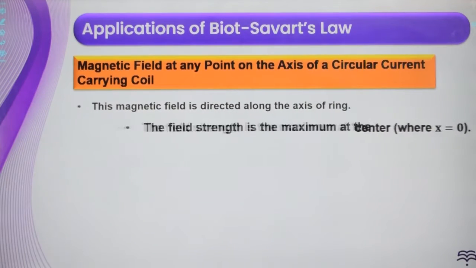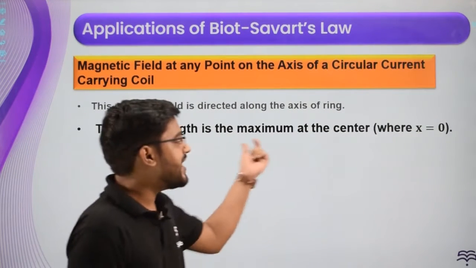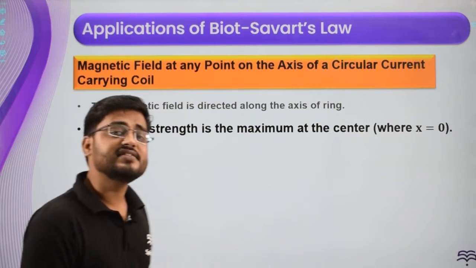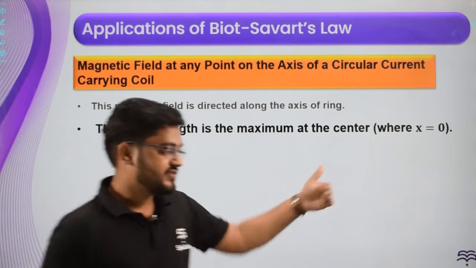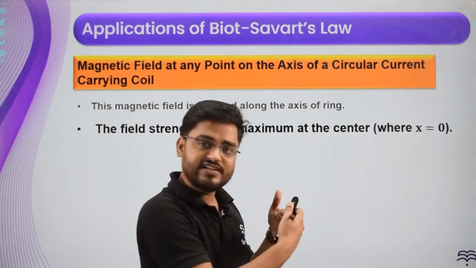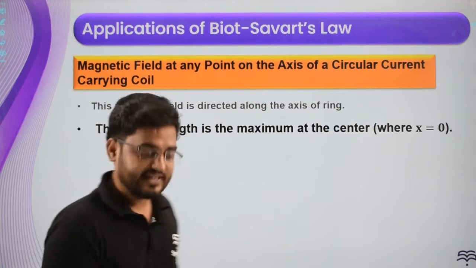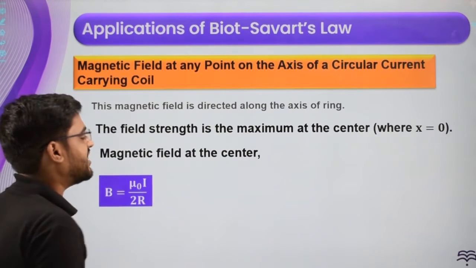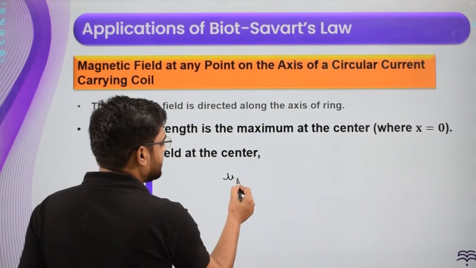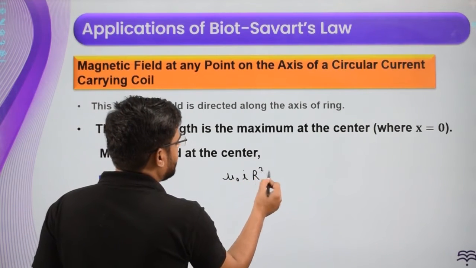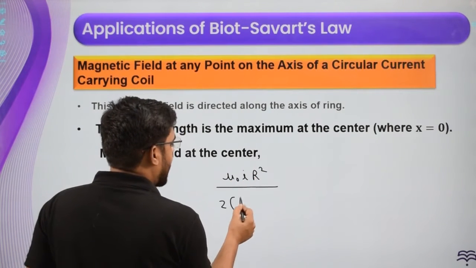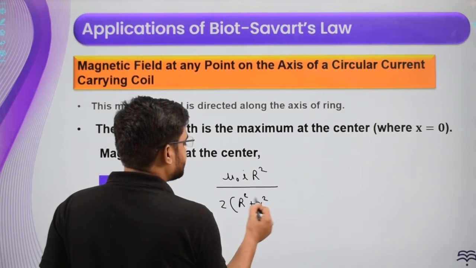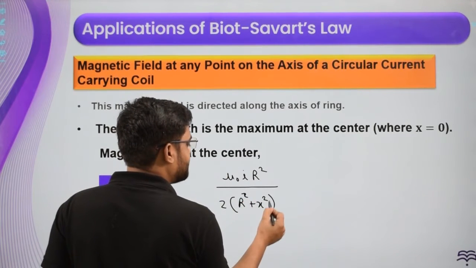Now, next is the field strength is maximum where x is 0, and when x is 0, what does that become? If x was the distance on the axis, if x is 0, then we get the center of the ring, right? And how much is it? Just put x equal to 0 in the formula. Our formula was mu naught I R square divided by 2 times (R square plus X square) raised to power 3 by 2, where X was the distance on the axis.